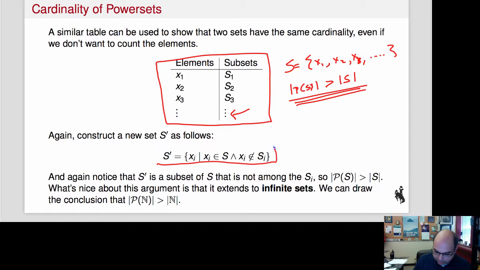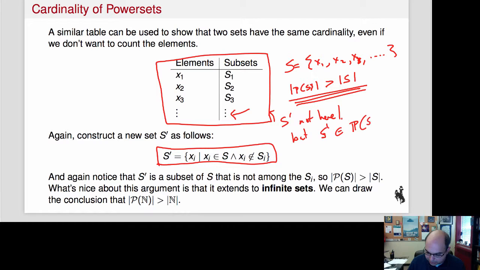We'll take the same definition of S prime, right? S prime is the set of all x sub i such that x sub i is in S. That means that S prime is a subset of S because all of its elements come from S, and x sub i does not belong to S sub i, okay? So S prime is not here, okay? But S prime should be in the power set of S, okay?